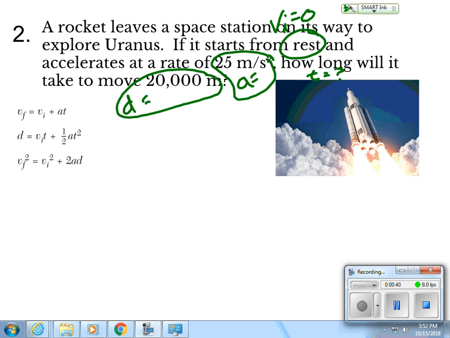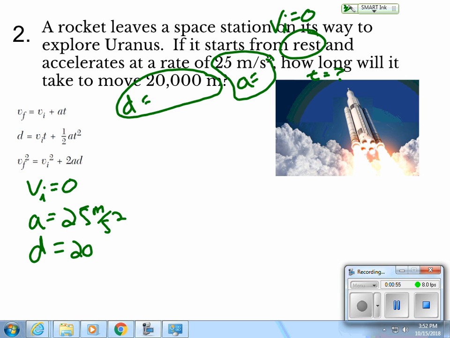Alright, so I'm going to list my variables, what I know and what I don't know. My V initial is 0. My acceleration is 25 meters per second squared. My distance is 20,000 meters. Now I say, what am I looking for? I'm looking for time.